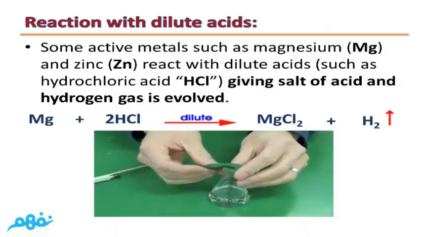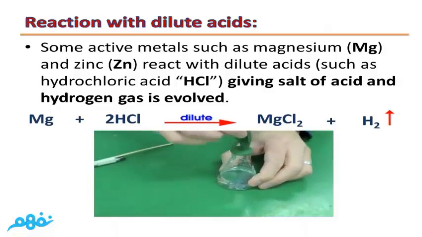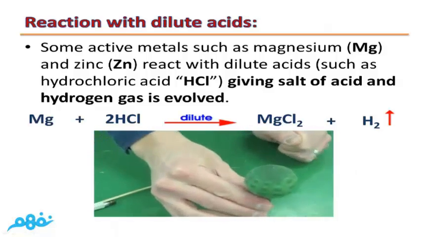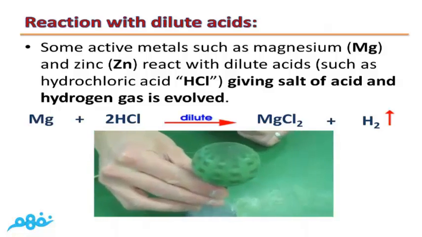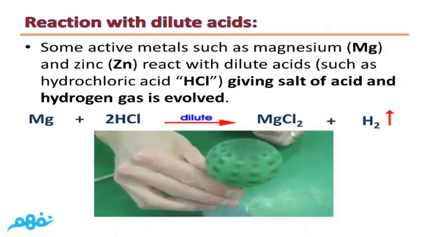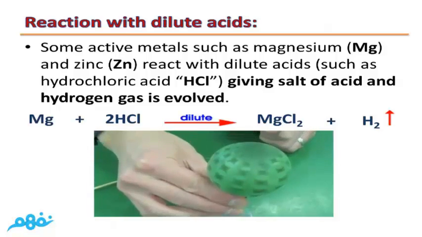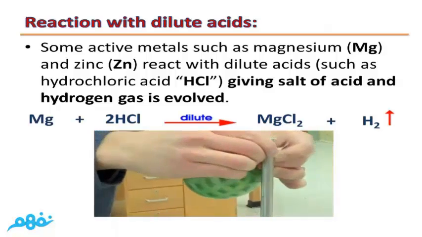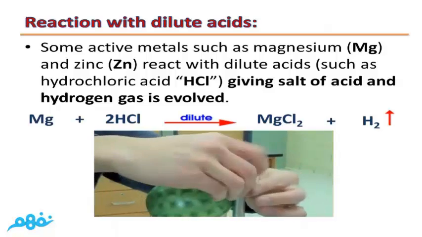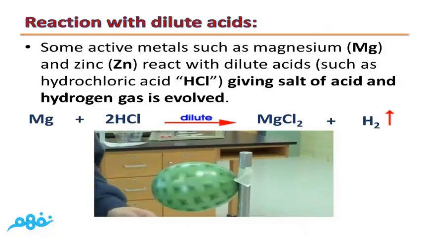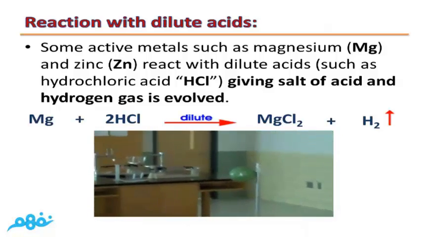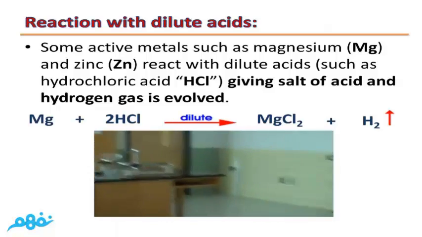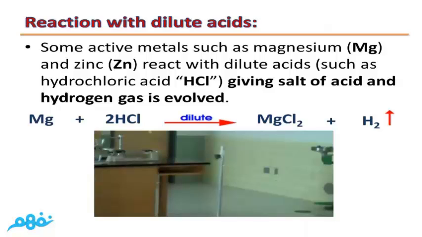We can do it in another way. We can prepare a piece of zinc and we will try to collect the evolved gas, which is hydrogen. To prove that this gas is hydrogen, we will approach a flame to it. As you can see, it will burn with a pop sound. This proves that this gas is hydrogen.